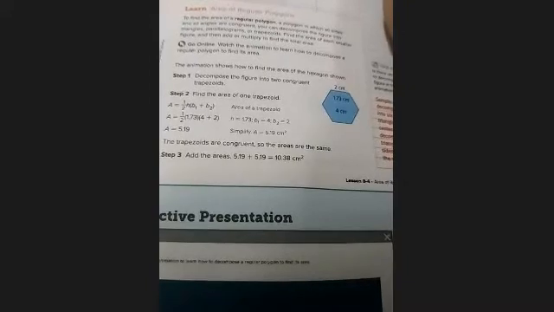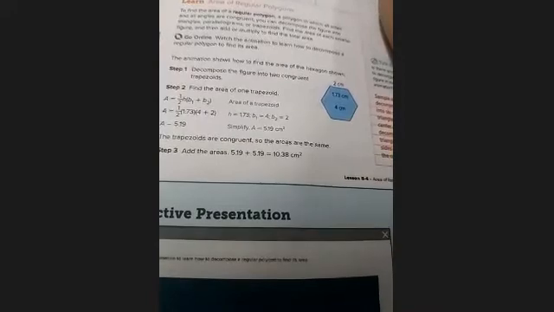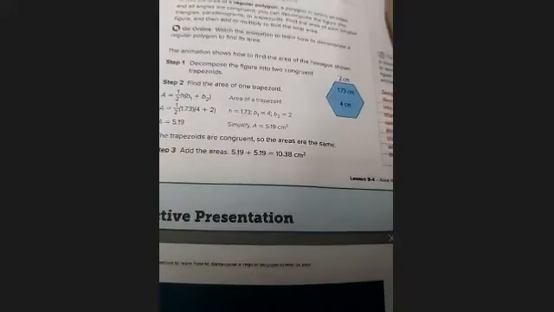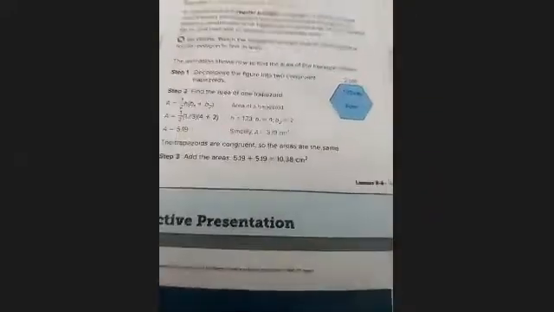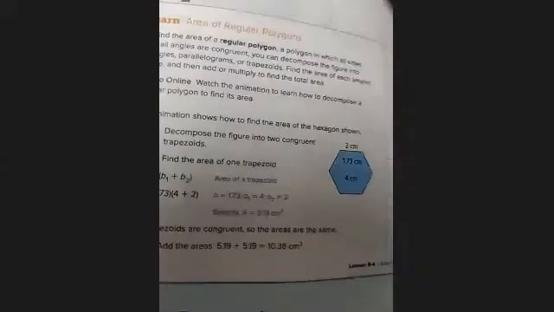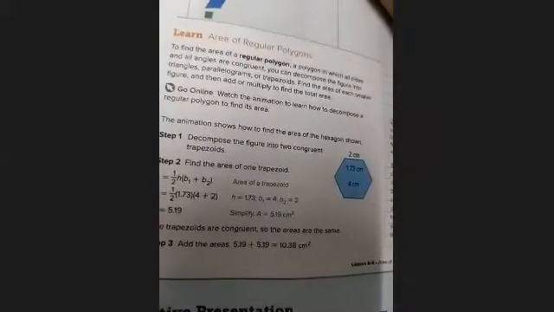Go, Shukri. Learn. Area of regular polygons. To find the area of a regular polygon, a polygon in which all sides and all angles are congruent. Congruent means what, guys? Congruent means equivalent, equal. They have the same lengths. Okay? Continue. You can decompose the figure into triangles, parallelograms, or trapezoids.